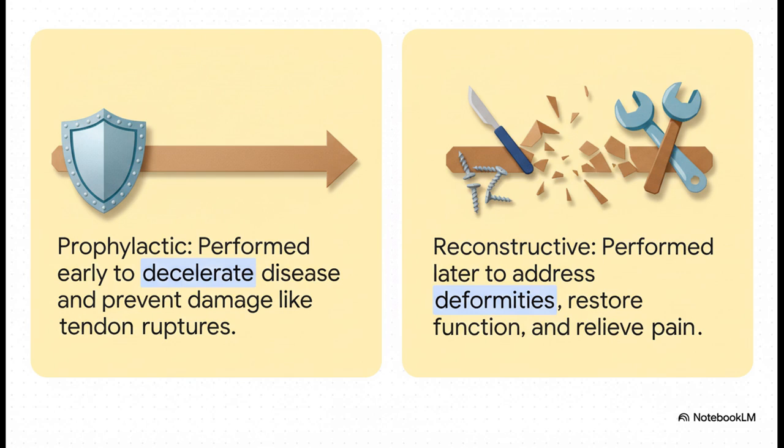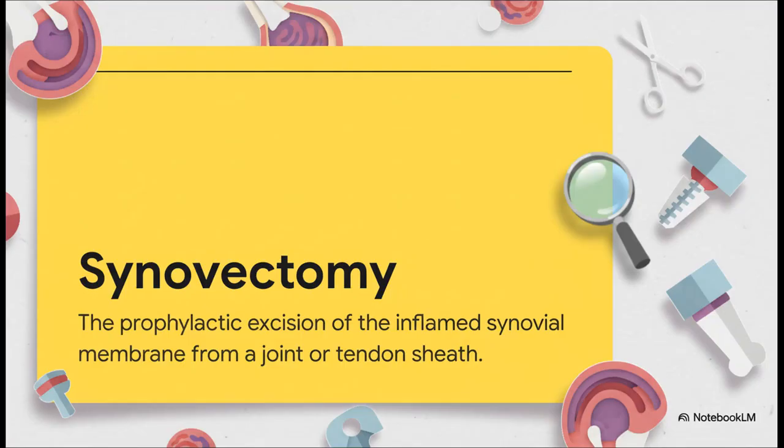And then you have your reconstructive operations. These are for later in the game, when the damage is already done and we're trying to fix the deformity and get function back. The main weapon in our prophylactic arsenal is the synovectomy.